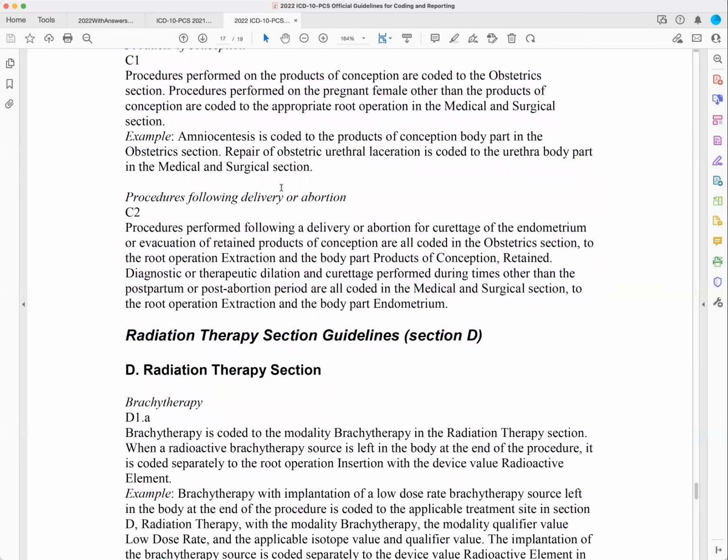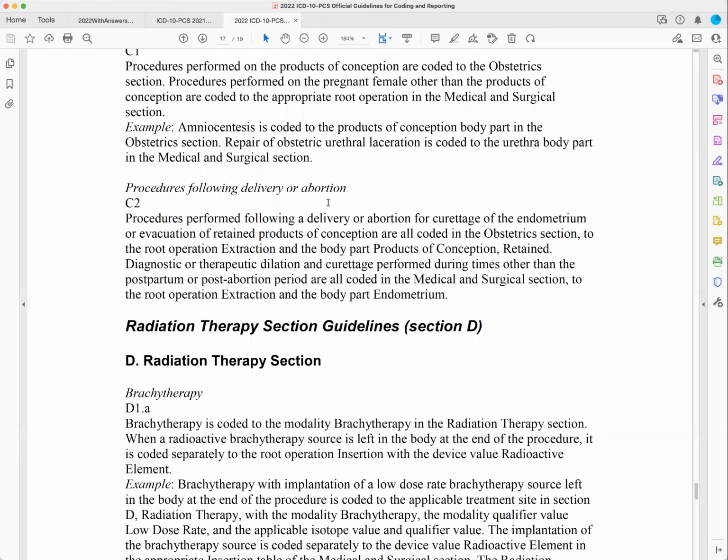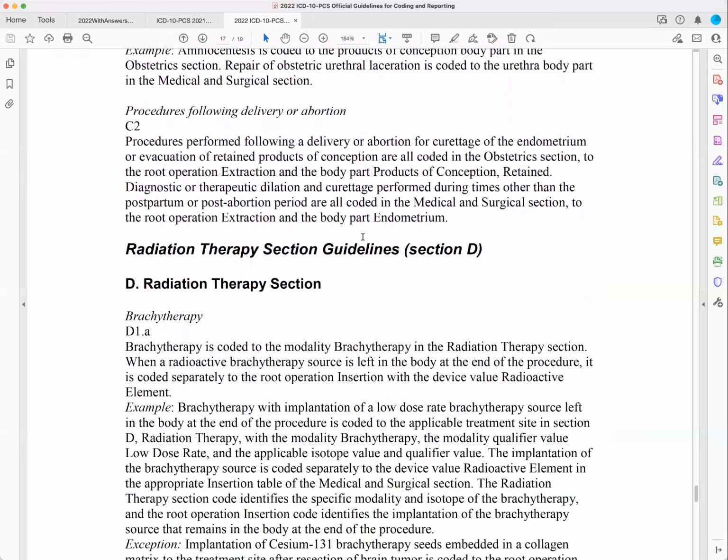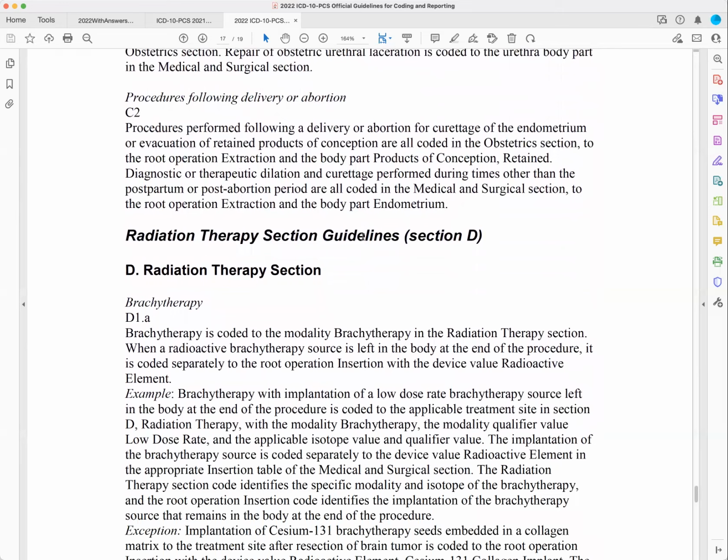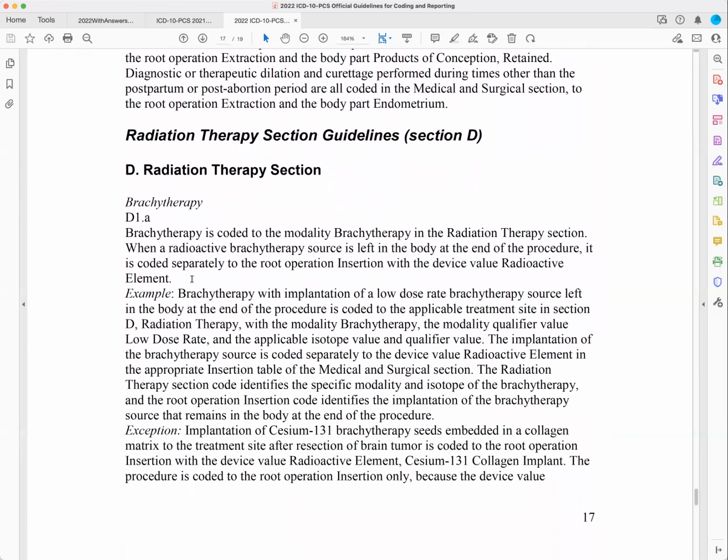We have procedures following delivery or abortion, some guidelines there, and then we get into some of the other ancillary sections. So radiation therapy has some guidelines here about brachytherapy.